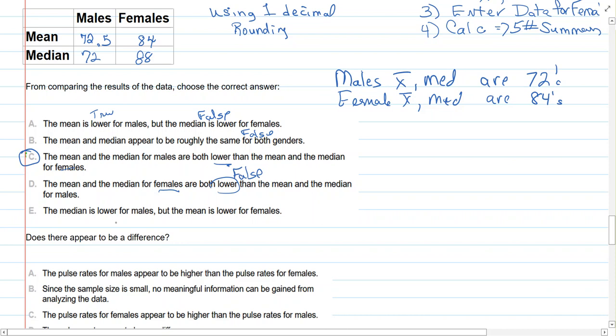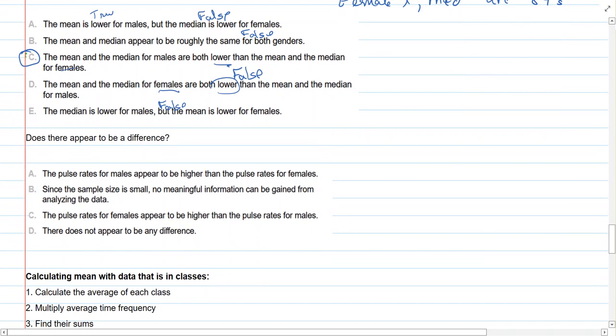The median is lower for males, but the mean is lower for females. No, that's false. Okay, so we made a correct choice. The best choice in the study of the differences is that the mean and the median for males are both lower than the mean and the median for females.